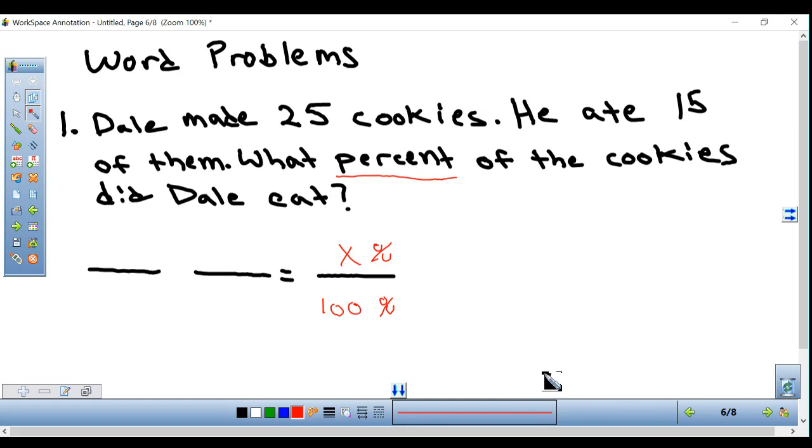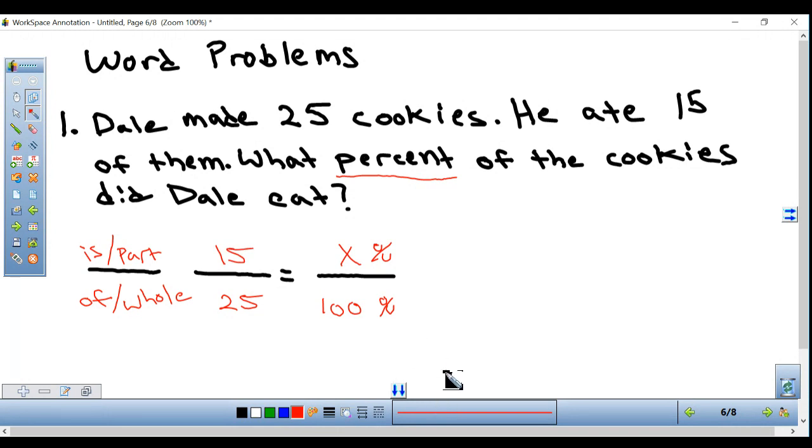So Dale made 25 cookies. He ate 15 of them. What percent of the cookies did Dale eat? We've got is over of, or part over a whole. 15, I see the word of, whole. This one's going to look better if it is a part over a whole. Because Dale made 25 cookies. If you make 25 cookies, that is the total, that is the whole. So 15 must be a part of the 25. He ate a part of the cookies.